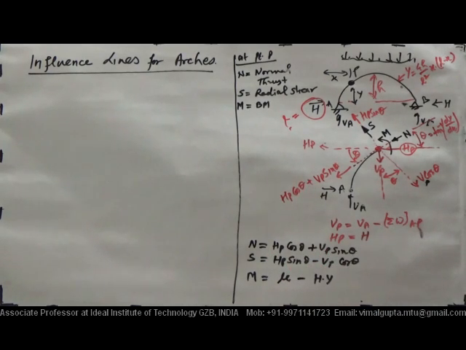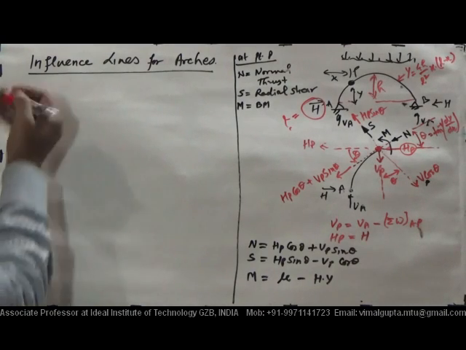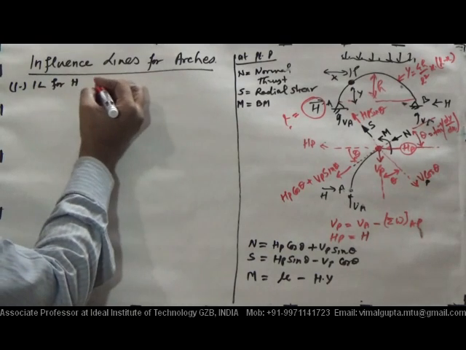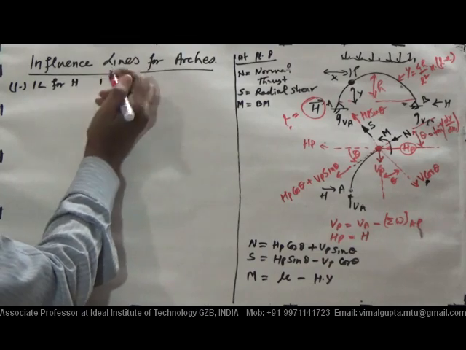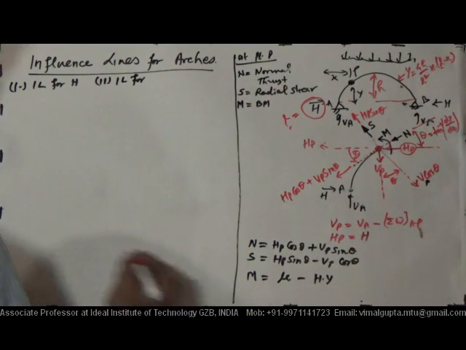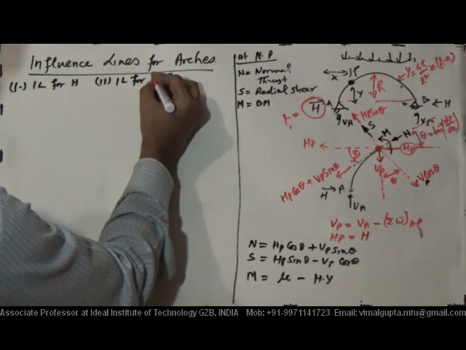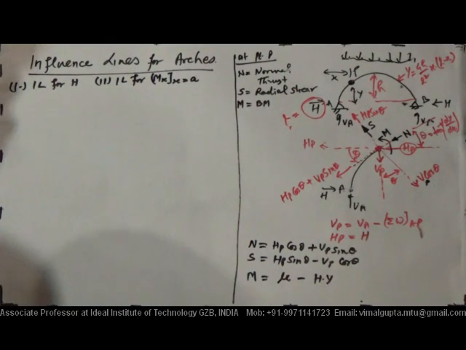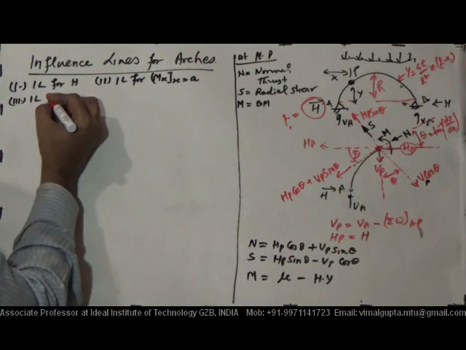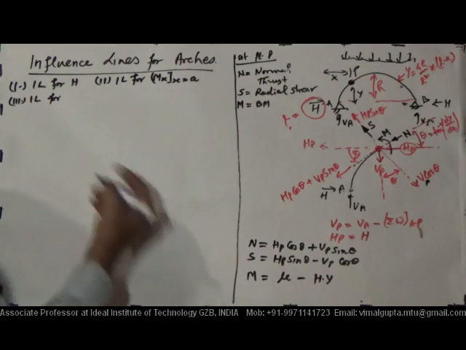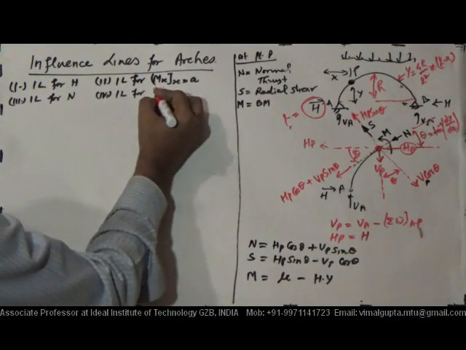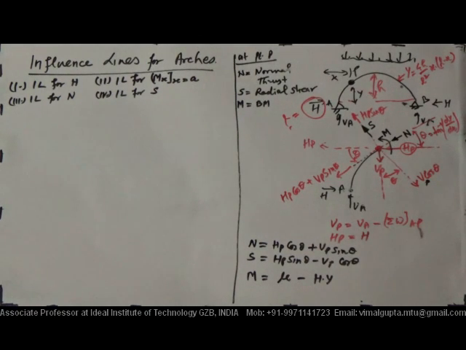Therefore, today's concern is to plot, number one, IL for H, which is horizontal thrust. My second concern today is to plot IL for M, bending moment Mx at any point x equal to a. That can be any section. My third concern will be IL for N, and last one we will plot IL for S, radial shear. Okay, so we will start one by one.